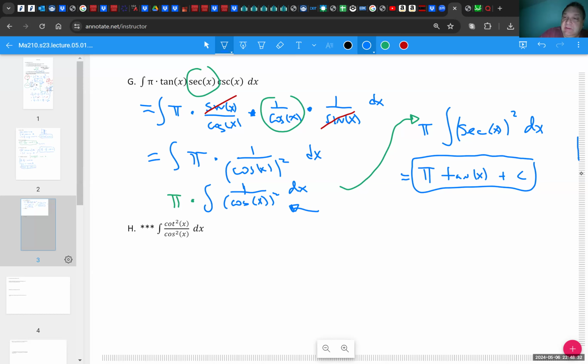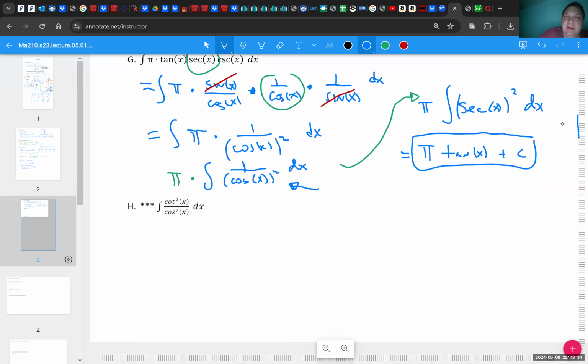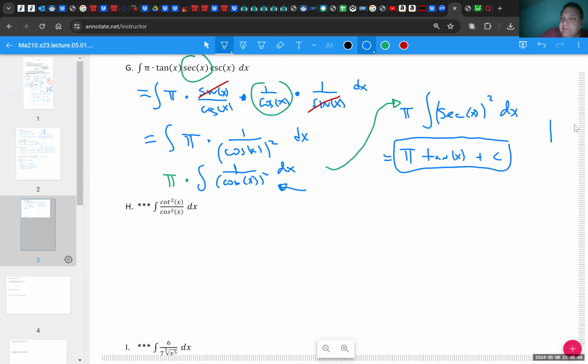All right. If you haven't already been doing so, again, I recommend you pause and try letter H. See if you can come up with the antiderivative before you watch my solution. All right, so hopefully you gave that a try. So now I'm going to write out my solution for H.